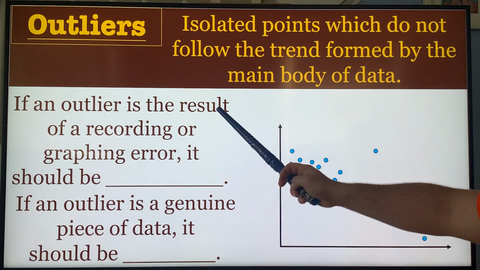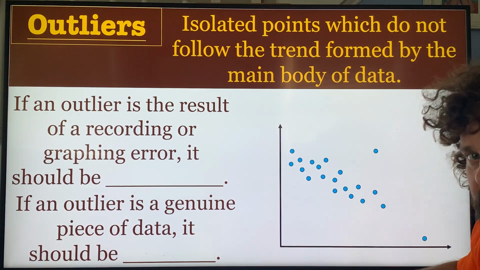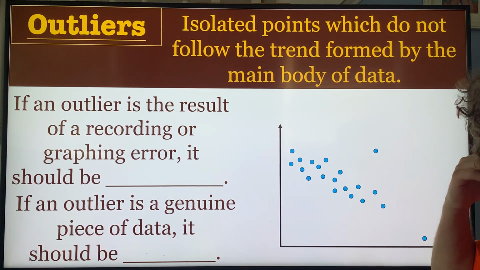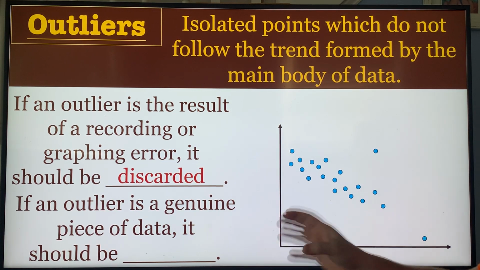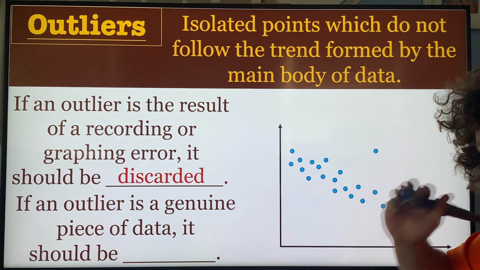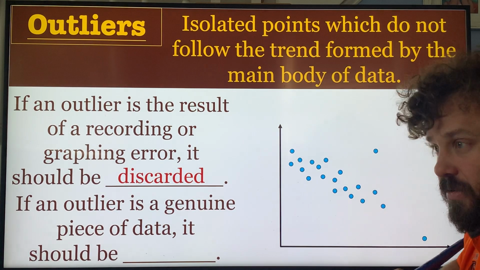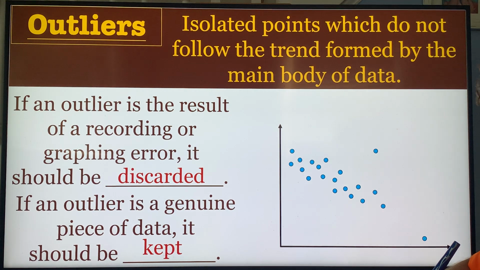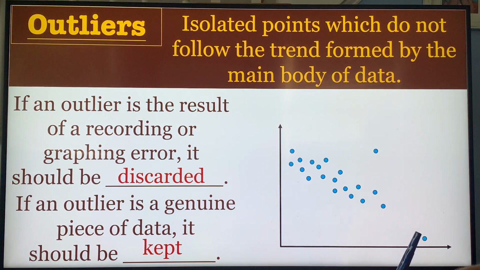So if the outlier is the result of a recording or graphing error, so maybe you wrote down the wrong number, maybe you graphed it wrong, maybe there was a mistake with the machine that was calculating the stuff, you should discard it. Discard means you take that outlier, delete it from the data, and then recalculate everything. If it's a genuine piece of data, if it was true, like you know for a fact this really did happen and there is no mistake, it should be kept. Just because it's really far away and isn't close to the graph, if it's real data, it should be kept.